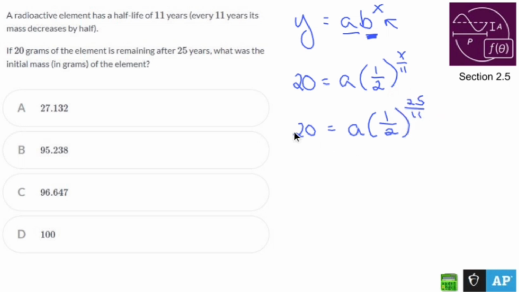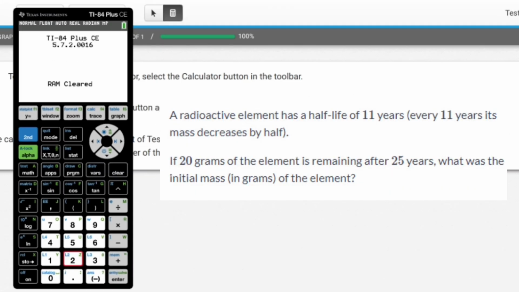So this is how I'm going to handle this problem, because now I need a calculator to take over. I'm going to find 1/2 to the 25 over 11, get some number, and 20 divided by that number is going to get me my A. So let's see what happens. Now I'm at the point where I really can't do much without a calculator. I have two calculations to do. First, I need to figure out what 1/2 to the 25 over 11th power is. So I'm typing that out.